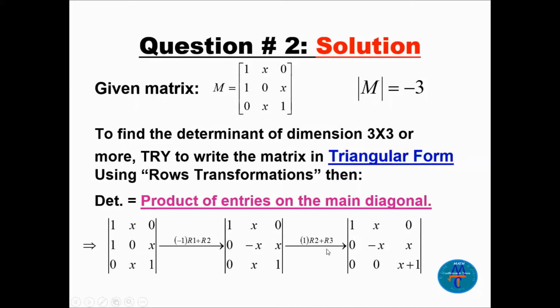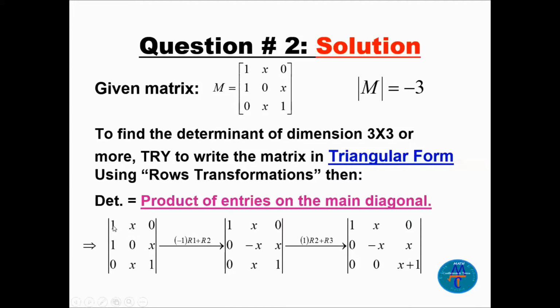I try to make zeros under the main diagonal. You see the main diagonal here. So we call this triangular form. So we make a form of triangle. We can make it also up. We can change this 0. This is already 0. We can change this one to 0 by using row transformations.